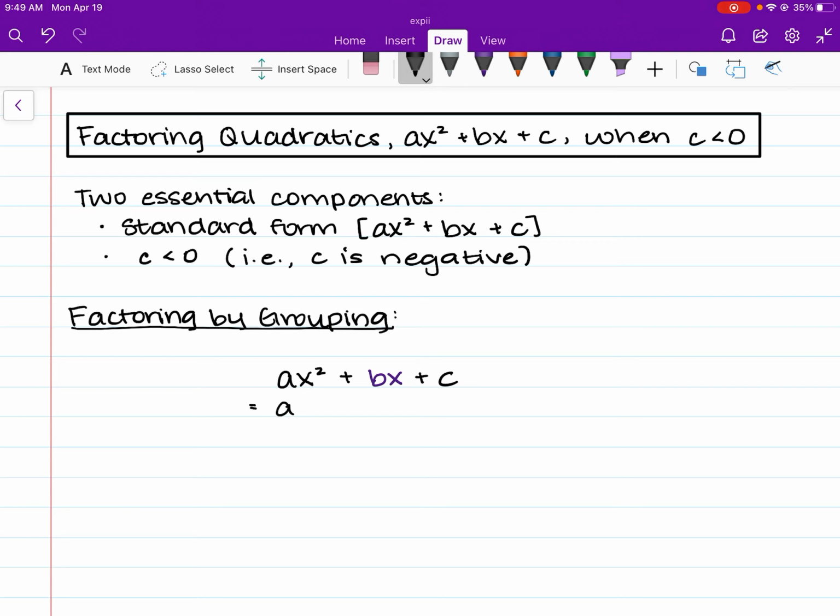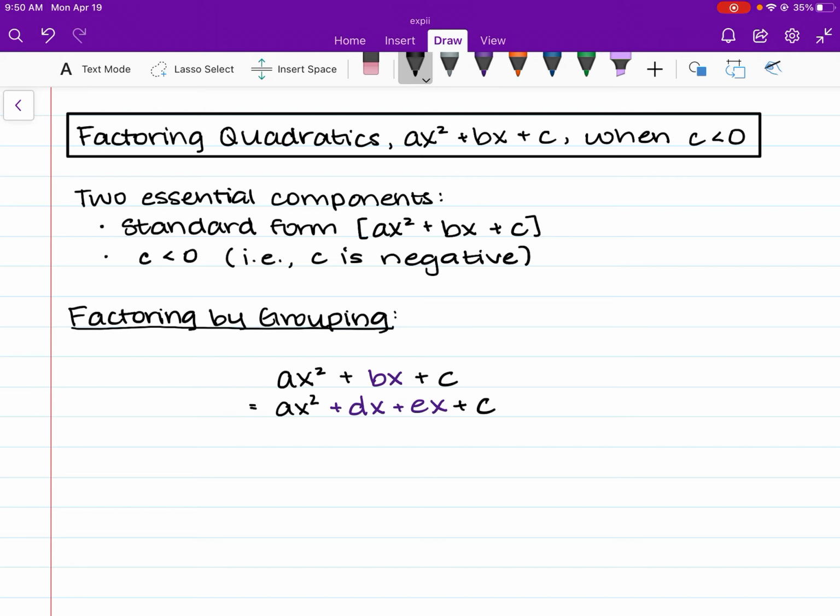So ax squared plus bx plus c is ax squared plus dx plus ex plus c. And remember, it's the factors of a times c that equal b become d and e.